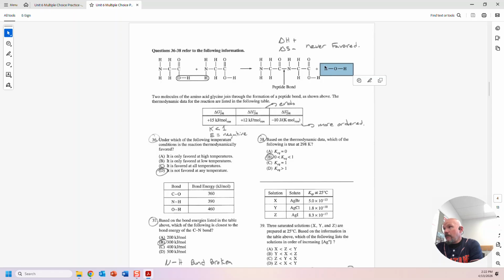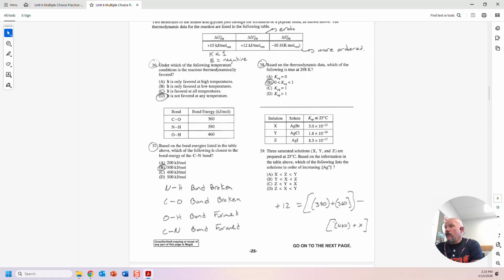Now be careful. What if they asked you the shape of the water? A lot of students would say linear, and we all know it's bent. So don't fall for that, okay? But they didn't ask us that. So we know that the O-H bond was formed, so that's one of the bonds over here, and the other one is what we're solving for. So 12 equals this minus this, and we're solving for X. When we solve for X, it comes out to be, I think, 278 if you calculate it, and the closest answer would be 300.